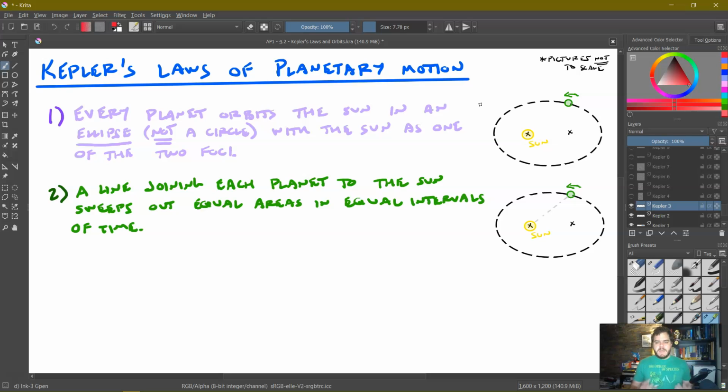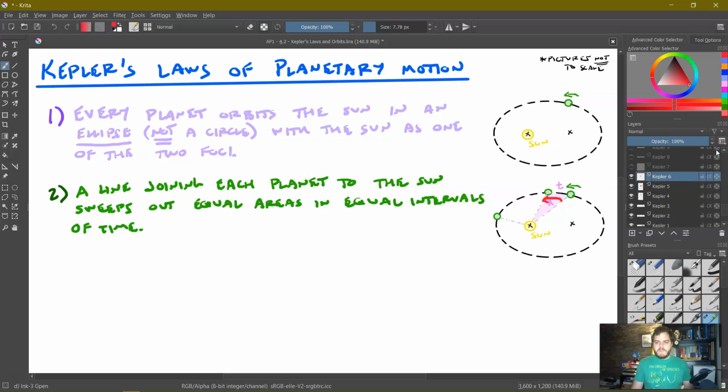Kepler's second law is that a line joining each planet to the sun sweeps out equal areas in equal amounts of time. So this is a little more convoluted, but what we're saying here is that I have a line connecting the sun to this planet, and in some time, the planet has moved to this new position, and whatever that time is, we'll say it's a couple months, for instance, a little t, it has swept out this area as this line has moved from here to there. So we have this area here.